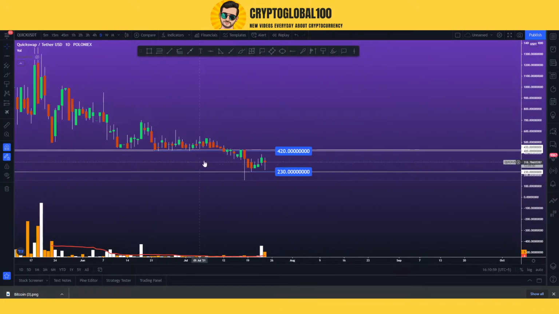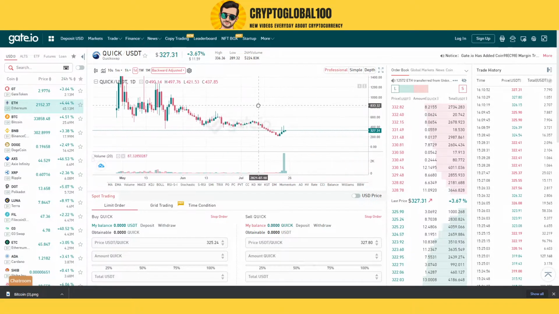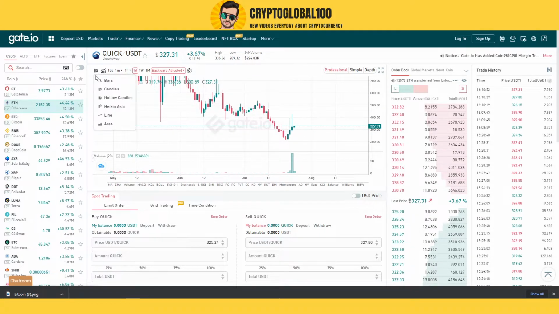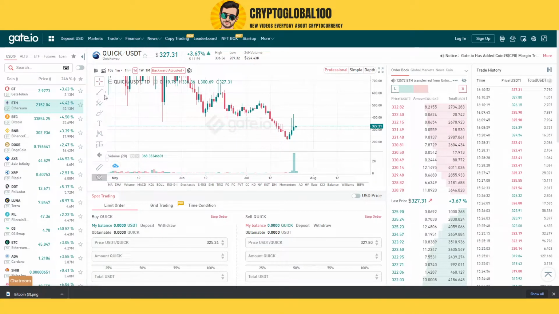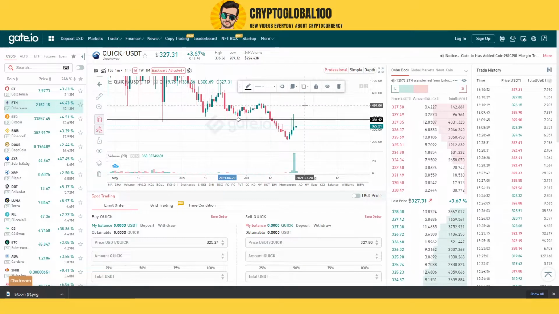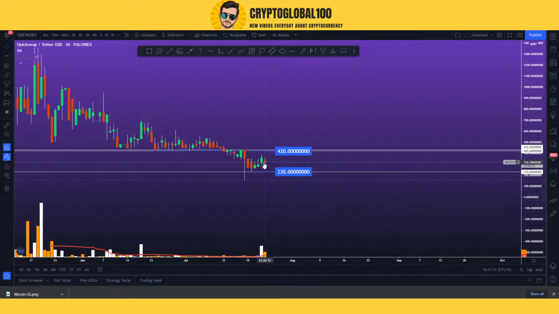But I'm going to take a look at QuickSwap on Gate.io. What do we have as a resistance here? Let me show you guys the area. I'm going to turn on the tools. Here we have this one. I'm going to make it black and make it a bit wider. So this area is at 381, and at this area we have 420.